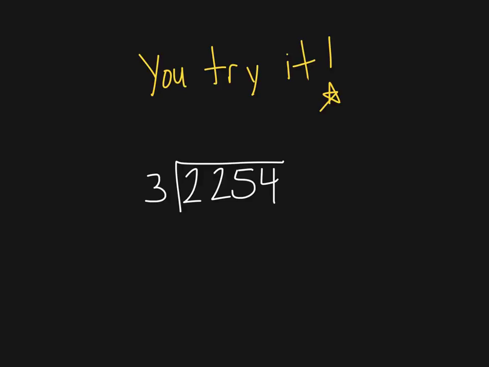Now it's your turn to try a 4-digit division problem, 2,254 divided by 3. Now think about your thousands. If I only have 2 thousands, can I make a group of 3? And if not, remember what we learned last night about what you should write up in the quotient.